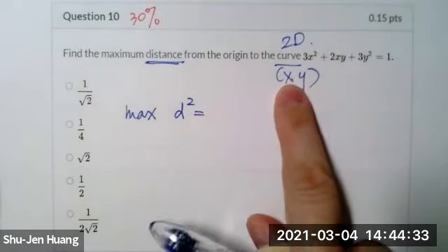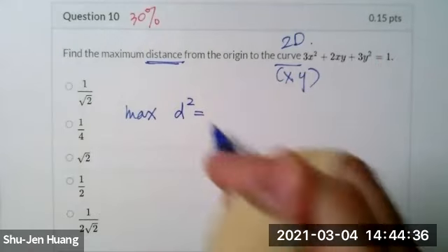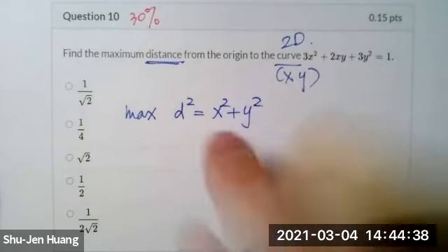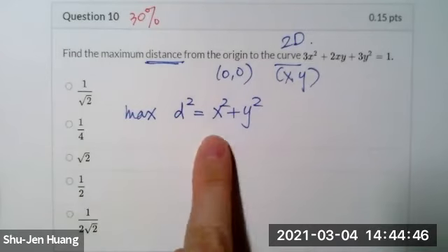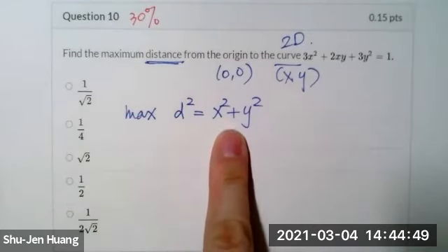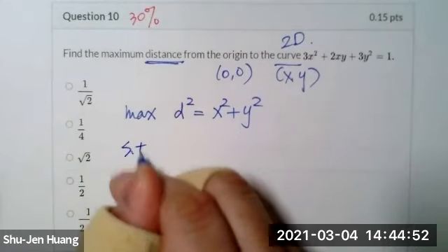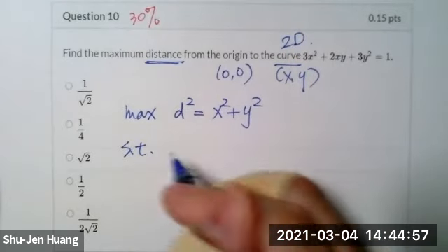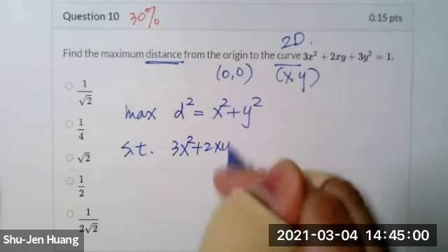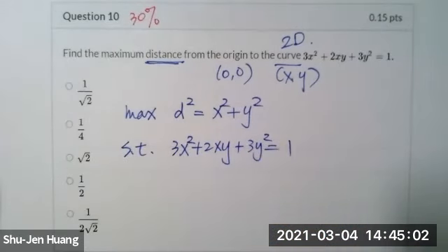So from the point (x, y) on the curve to the origin, the distance squared is x squared plus y squared here. The origin, the point is (0, 0). So you just need to set up the distance squared formula here. Is that good? And so this is the one we want to maximize, okay? And subject to the constraint, we know the point (x, y) is on the curve, so it satisfies the equation: 3x squared plus 2xy plus 3y squared equals 1. So this is how we set it up, okay? The distance squared is the function we want to maximize, subject to the constraint.